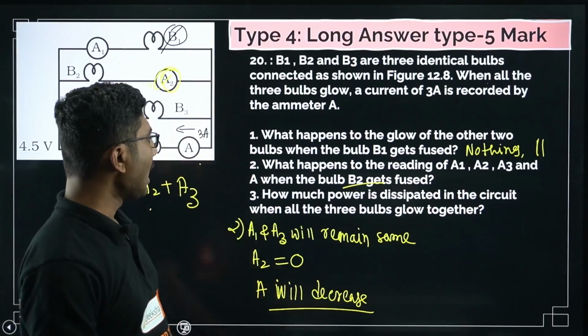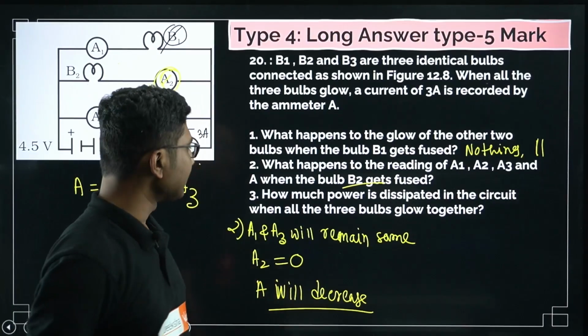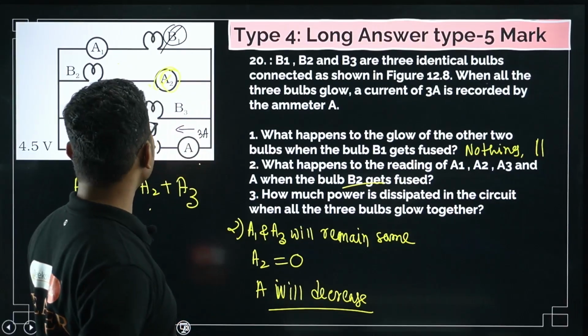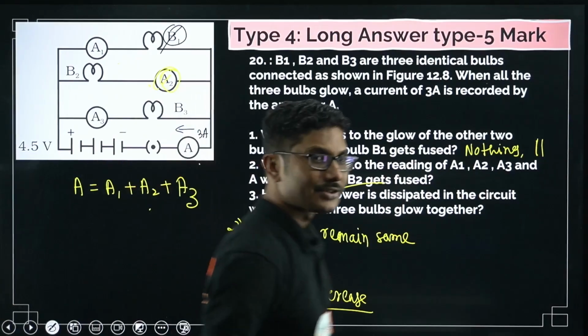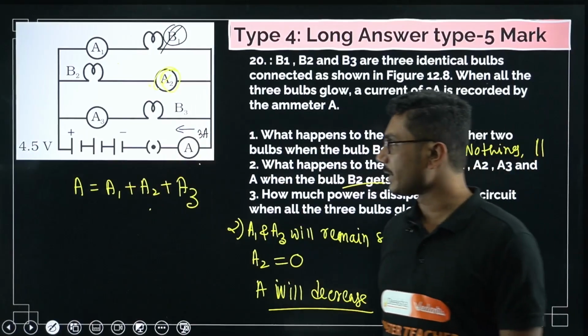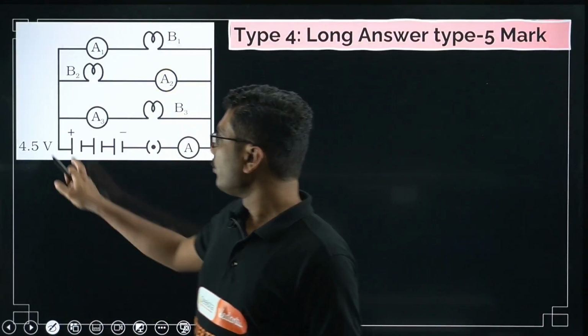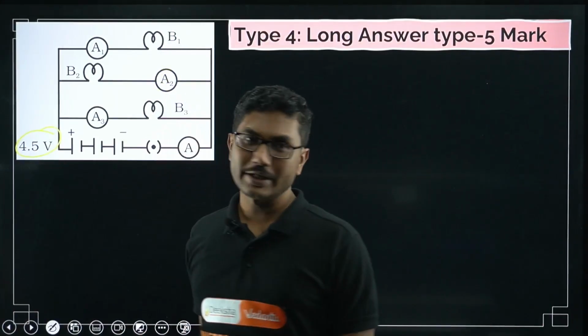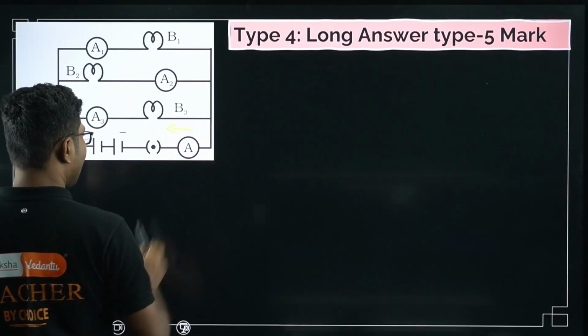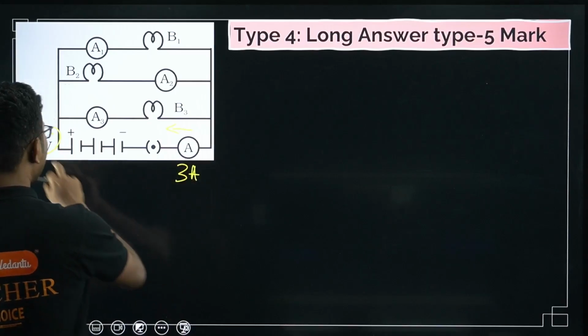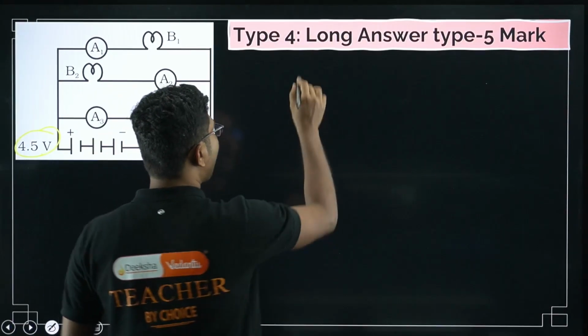Now last question: how much power is dissipated in the circuit when all the 3 bulbs glow together? So how can we calculate, sir? There is no resistance given. How can we calculate the power dissipated? Okay, don't worry, we were given the voltage and we were also given the current in this circuit, which is 3 ampere. So the voltage of the circuit is given, and power dissipated is easy.